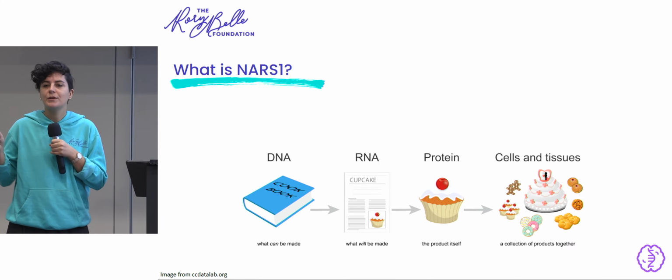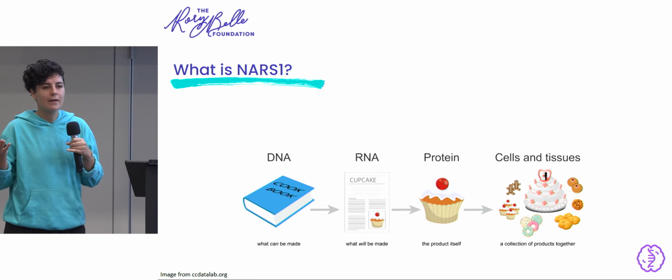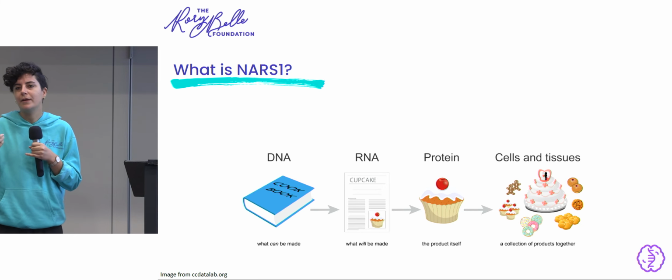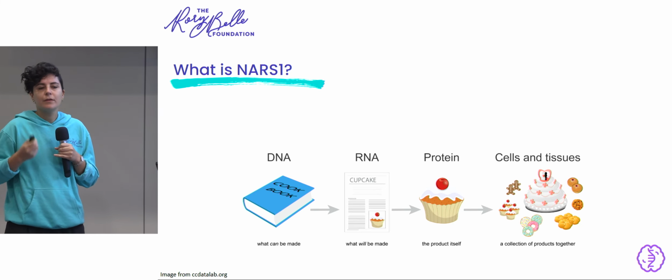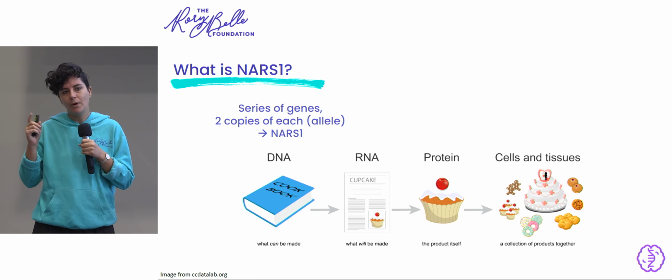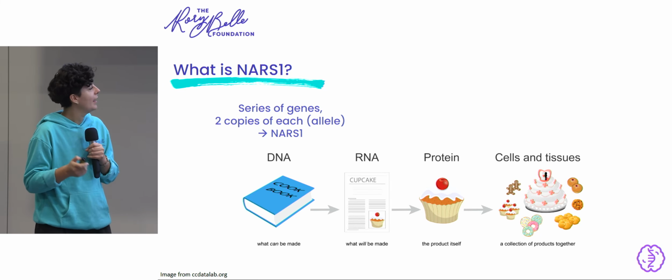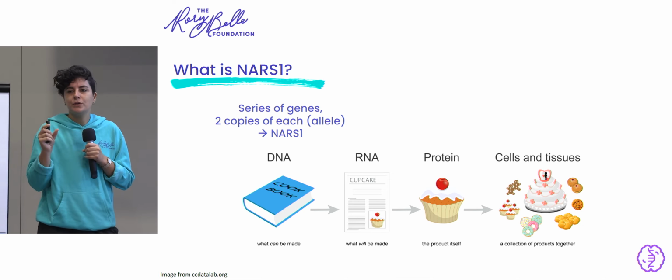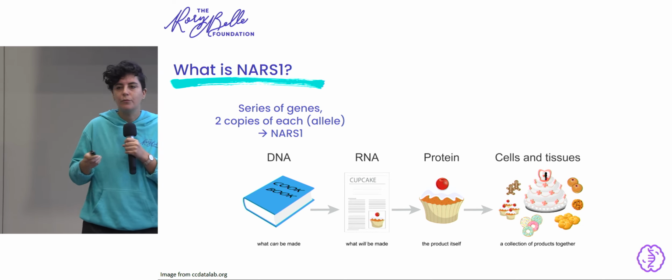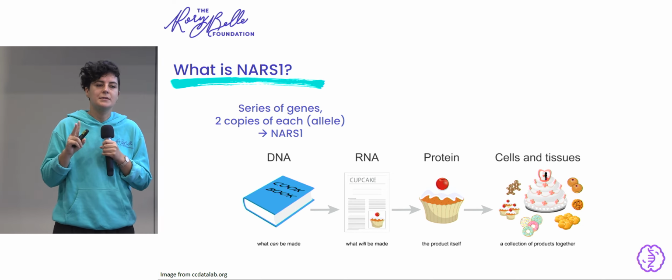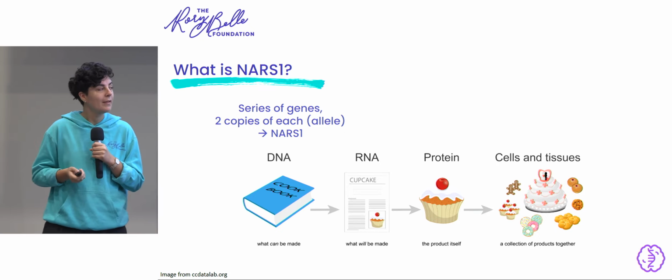So where does NARS1 sit in all this? So NARS1 is the acronym for asparagine tRNA synthetase. And NARS1 is one of the little pieces of the gene, or DNA, that is in the original cookbook. And we each have 2 copies of this original DNA.